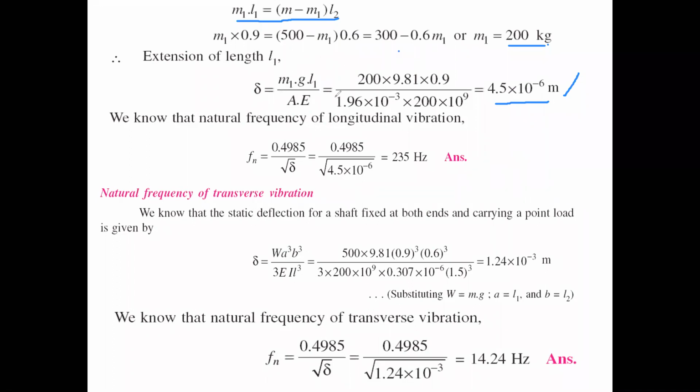When we know the static deflection value, we substitute it in the frequency, which is the natural frequency for longitudinal vibration. Fn equals 0.4985 by root delta, where the delta value is 4.5 into 10 power minus 6. Making the calculation, the value is 235 hertz.